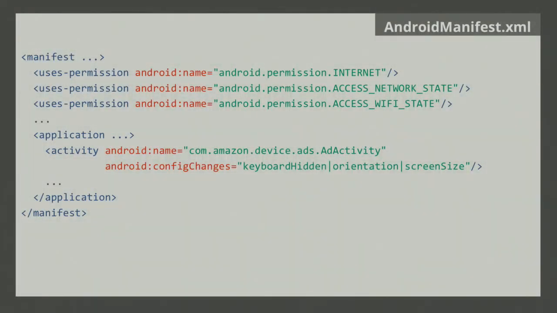So on Android, before we can actually create a test ad, we'll need to make sure that our Android manifest includes a few key features. Number one, we need to make sure that it requests the right permissions to enable access to the service, namely internet, access network state, and access Wi-Fi state. And two, we need to add the com.amazon.device.ads ad activity to the application block. And in the interest of time, I'm not going to dive too deep into the detail corresponding to the steps on iOS, but you can find all the information you need on our developer portal.